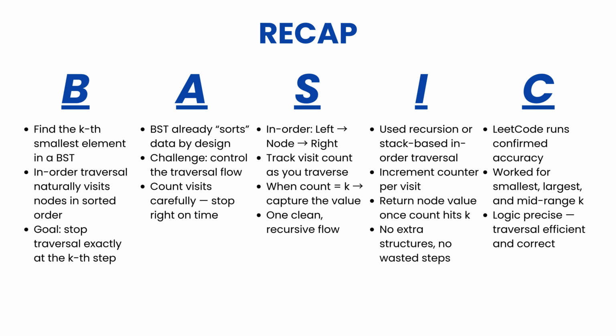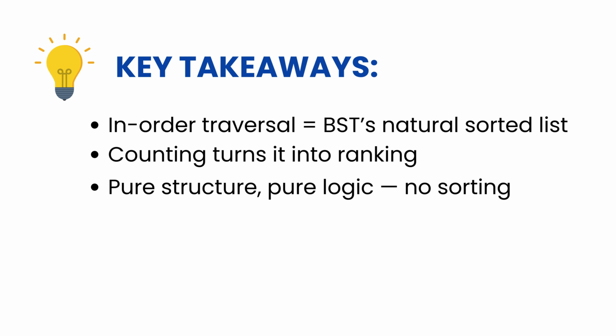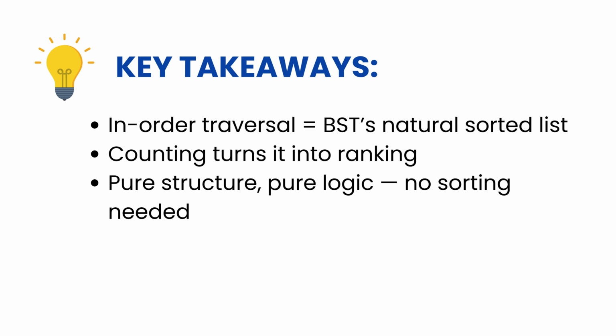Edge cases, like k equals 1 or k equals the number of nodes, also worked flawlessly, proving the counter logic and traversal control were solid. The big takeaway? The inorder traversal is your built-in sorted list for BSTs. By combining it with precise counting, you can extract ranked elements directly from structure. No sorting, no arrays, just pure logic.